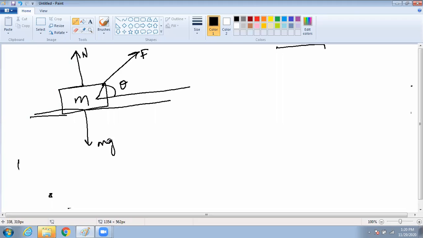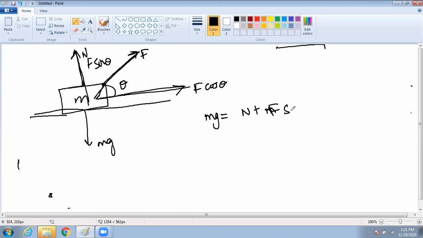How will you find? So now this force will have two components. This side it will be F cos theta, and this side will be F sin theta. Yes or no? F sin theta. Now, if you see the total force, mg is equal to N plus F sin theta. Yes or no?